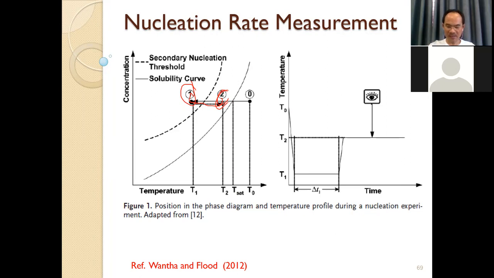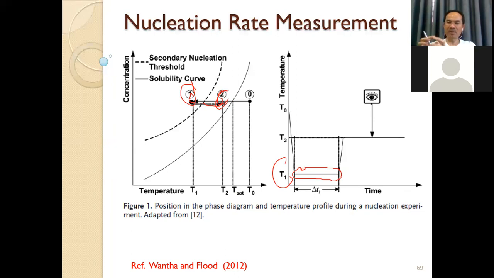What does it mean? At this point, we hold for about the time delta T1, at temperature 1. For this case, we would like to increase the size of the crystal to a size that the microscope can detect. And then if the crystal size is large enough, you can count the number of crystals by the microscope, something like this. This is the technique. We have 3 steps.